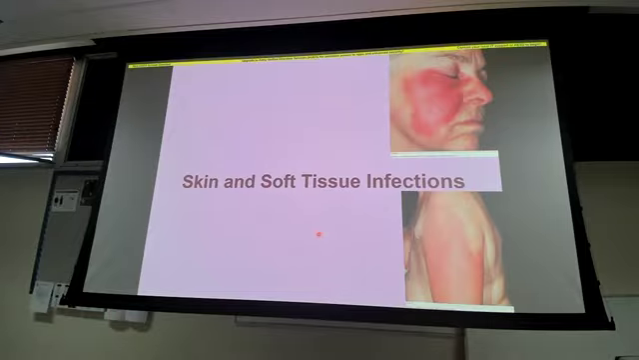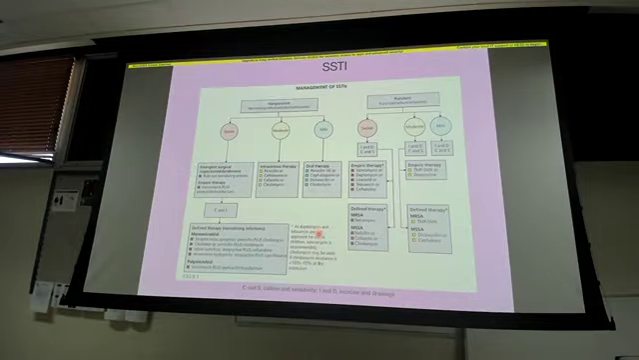Okay, your skin and soft tissue infections. We kept saying SSTI. This is what you kept seeing as SSTI. There are several different levels of severity when we're talking about skin and soft tissue infections, so the way that we treat them will be a little bit different. So here, I have my non-purulent and purulent. Essentially what I'm saying is, this has no pus and this has pus.